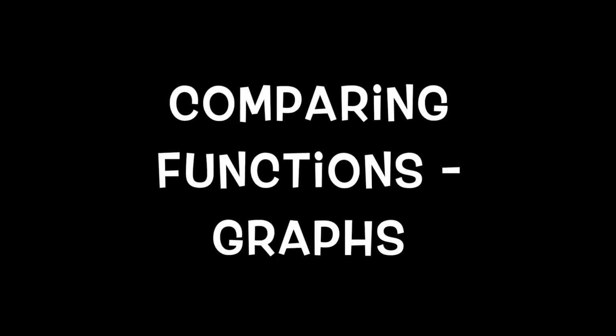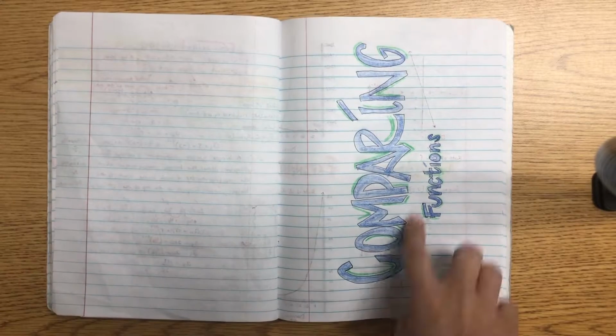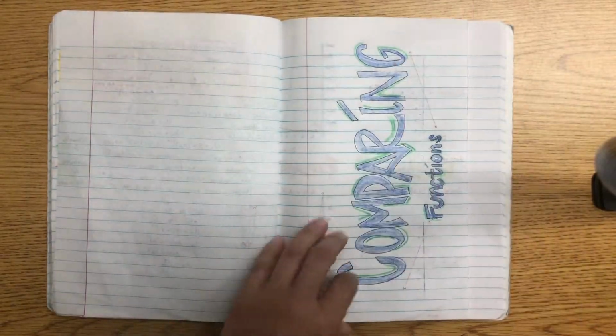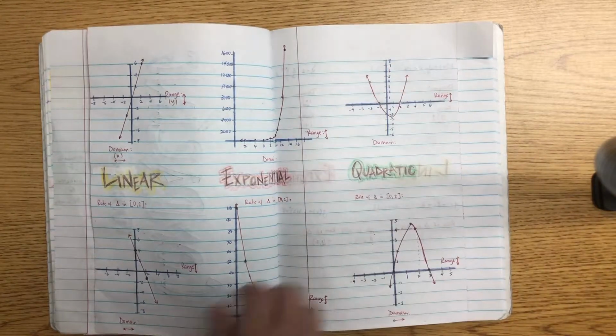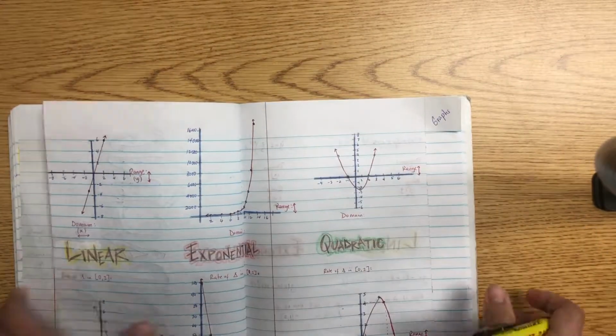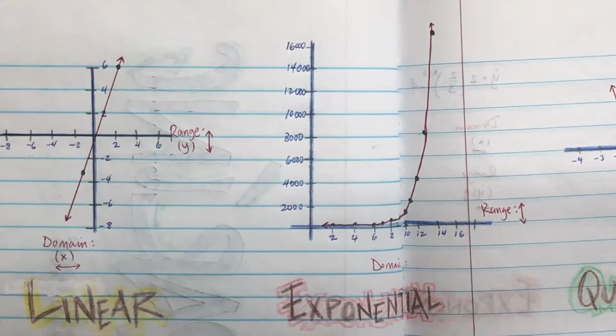A look at comparing functions, specifically looking at graphs between linear, exponential, and quadratic. So we're going to make a tab, so cut it all the way across, and then the first tab, cut it to the margin all the way down. We're going to label that graphs, and the title page is going to call comparing functions.